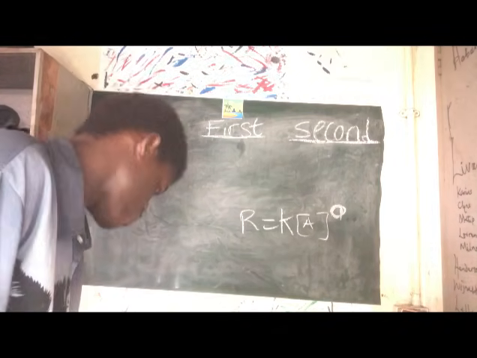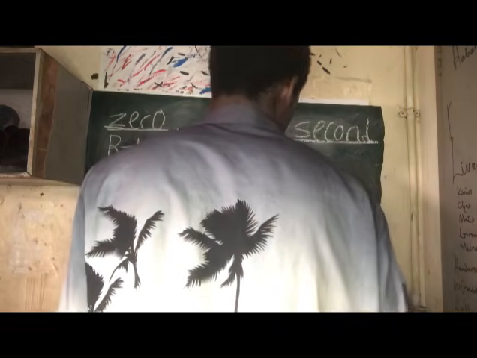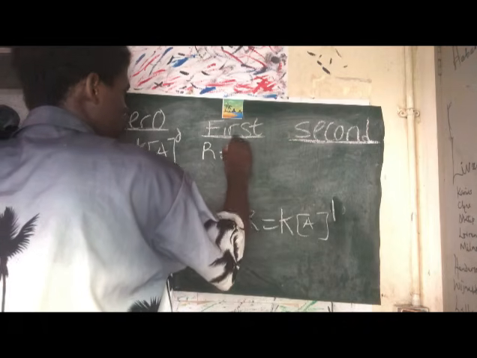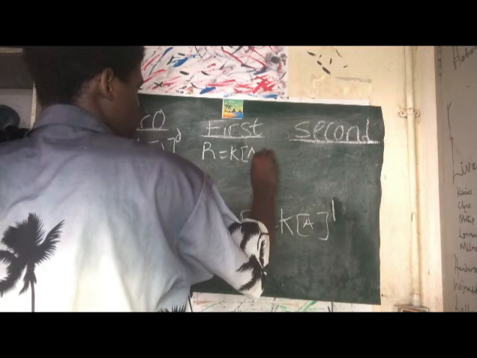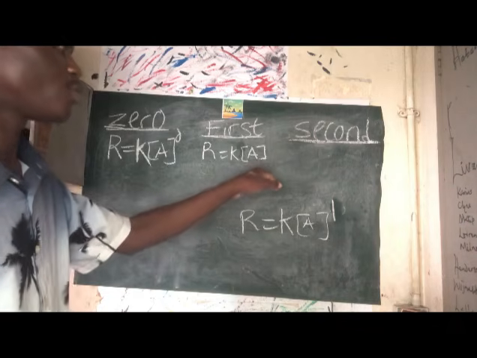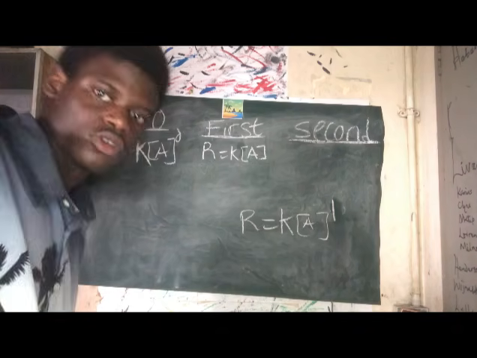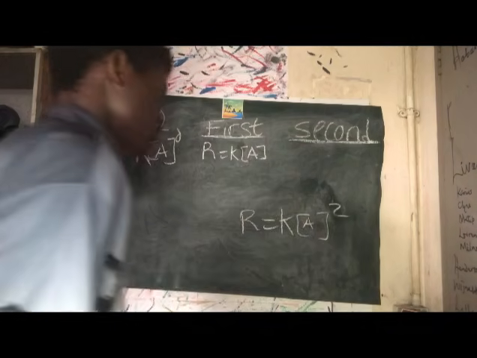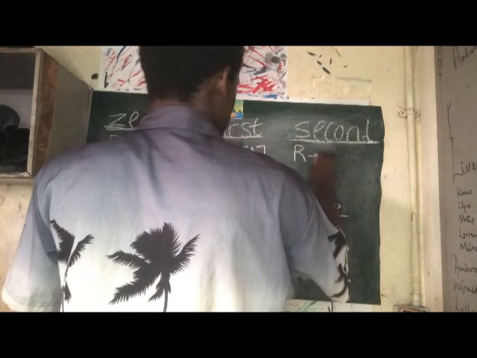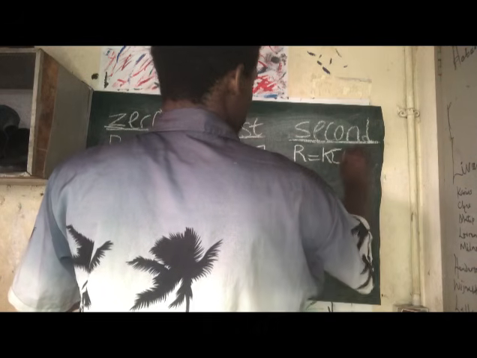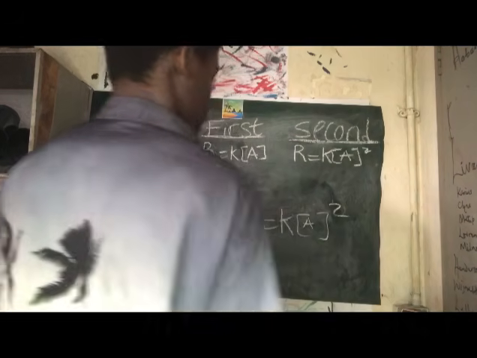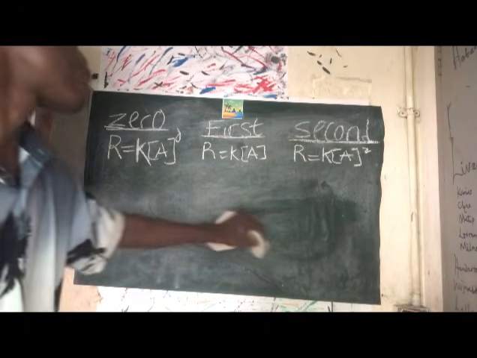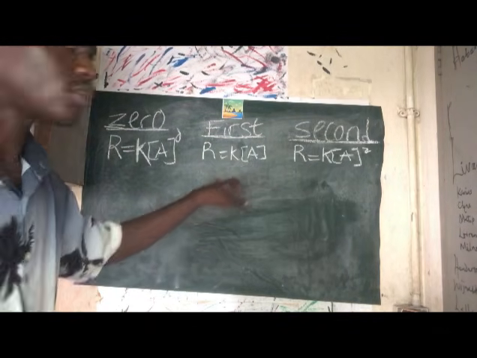If it's first order, this one is just going to change to 1. So for first order, the rate of reaction will be R is equal to K A, where A to the power 1 is still A, so we don't need to write the 1. While for second order, this will just change to 2. So for second order, it's going to be R is equal to K A raised to power 2. So that's the rate of reaction for zeroth, first, and second.